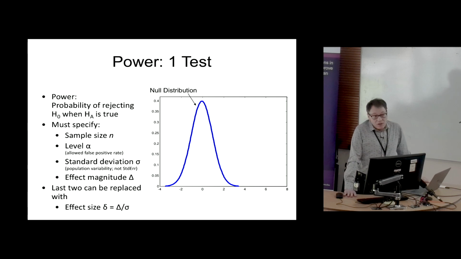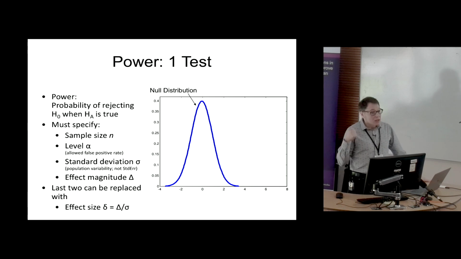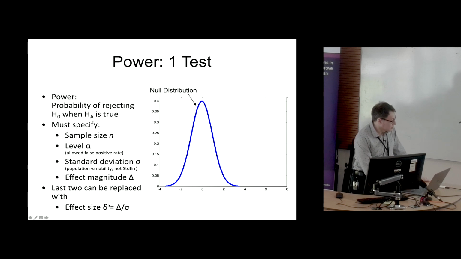Where it is easy to define power and set things up is for one test. So power is the probability of rejecting the null hypothesis when it is false. In order to determine power, you have to set some things. You have to set the sample size, you have to set the alpha level, and you need to set the variability of the effect and how big the effect is, or you can combine these two into an effect size.